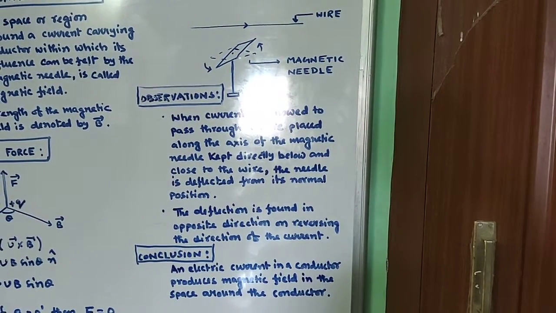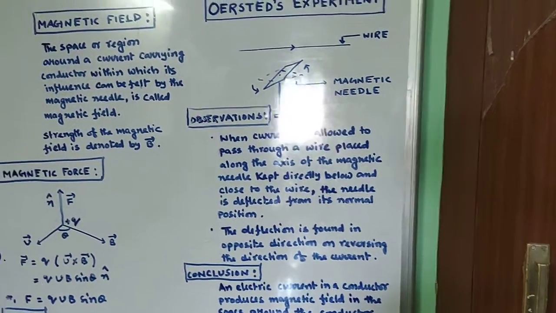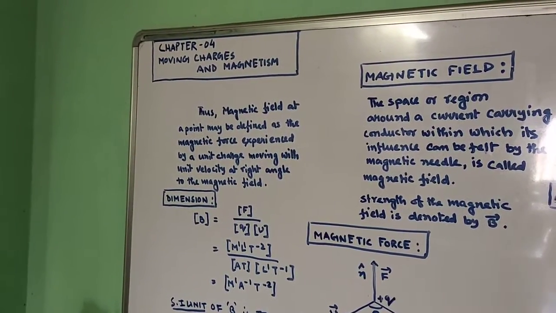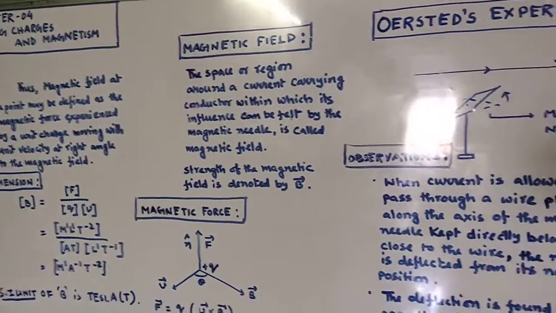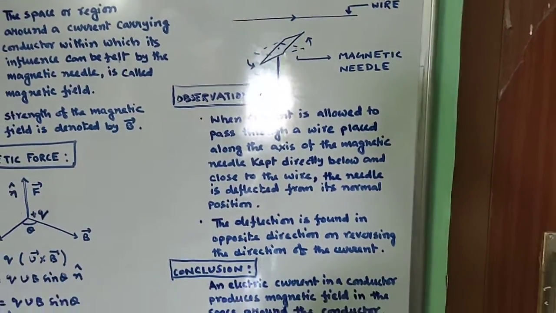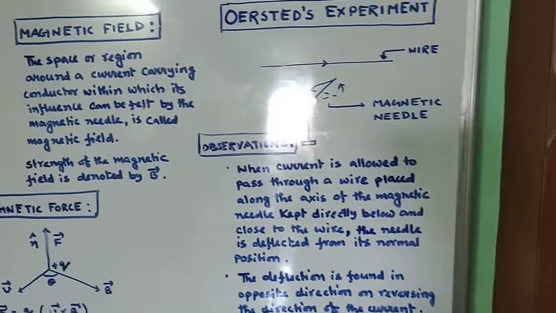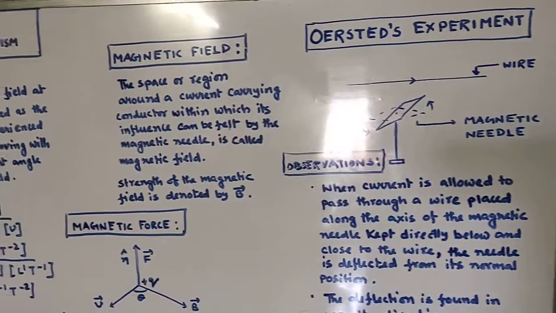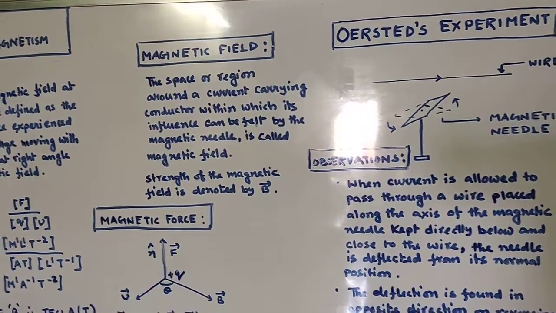So the source of the magnetic field here is your current, and the chapter is moving charges and magnetism. Moving charge means current, and due to the current there is a magnetic field. So this experiment is very important. If you don't understand this experiment, then definitely it's tough for you to understand this chapter.